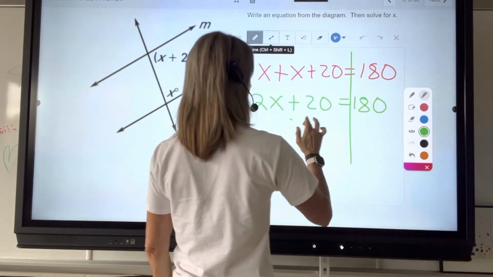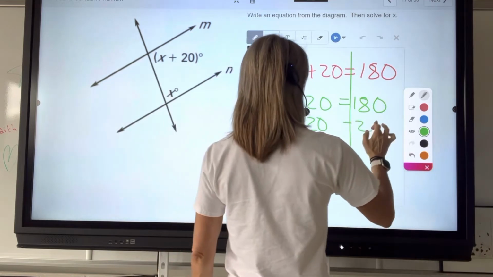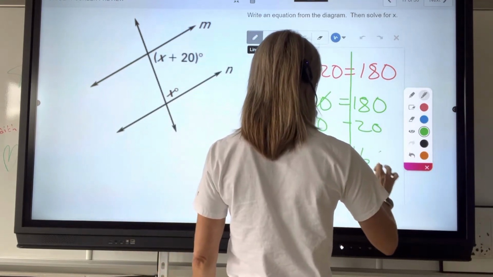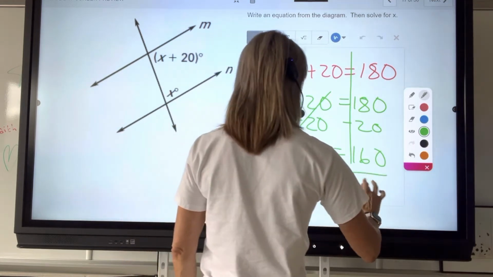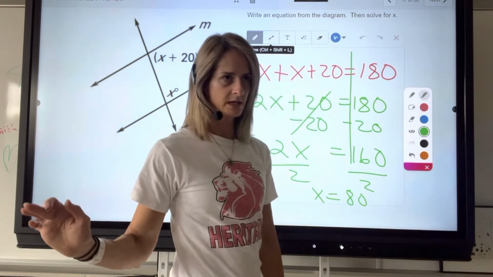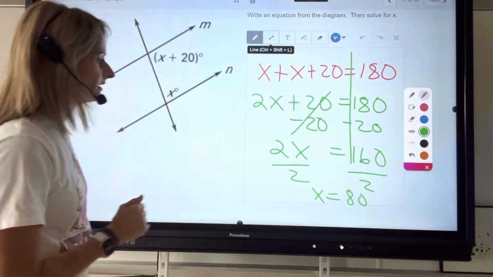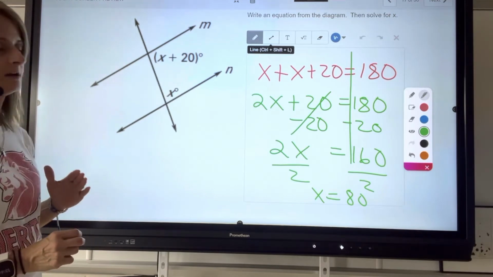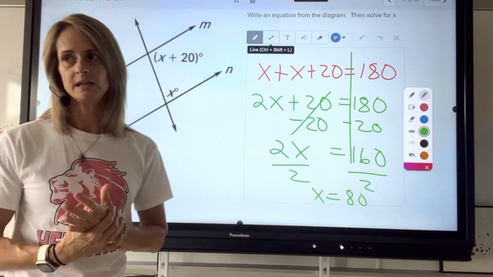Now I'm going to go ahead and solve, and you guys are probably finished, and you can check my work and tell me if it's right, because I do make mistakes. I am getting 80. Did you guys get 80? Yep. Okay, good. So the value of x, in order to make these two lines parallel, x has to be 80.